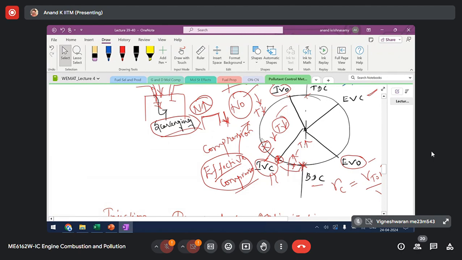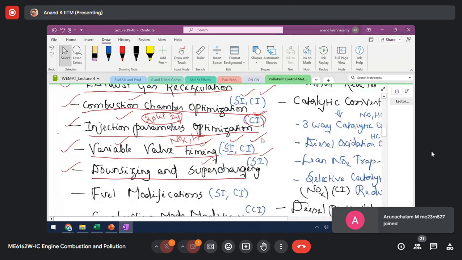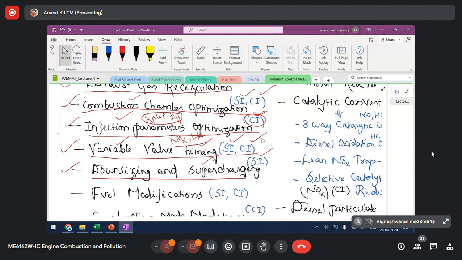So you have multiple options available as we are looking at here. You have to use a suitable method based on the control that you want to have, right, in any of these primary pollutants. Next, we have downsizing and supercharging, which is adaptable for only spark ignited engine. So here we reduce the size in the sense that we reduce the displacement volume. That is what is downsizing.